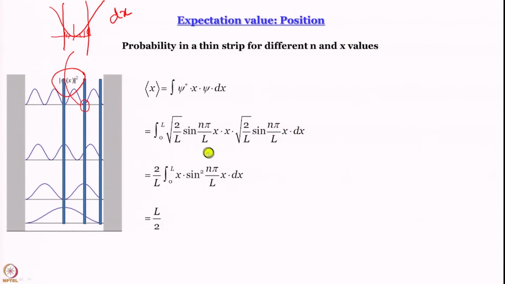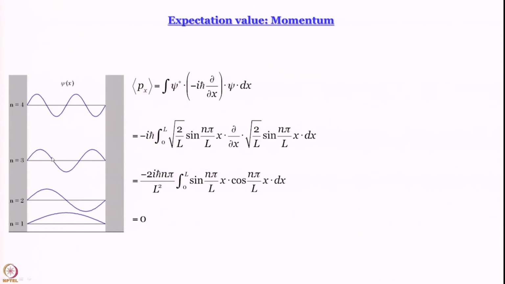Next, if we take the strip to L by 2, now we see that the probability of finding the particle for n equal to 1 is maximum, very small for n equal to 2, and it varies like this. Now let us talk about momentum, and that will lead to some interesting observation that we will make use of extensively in later parts of our discussion.